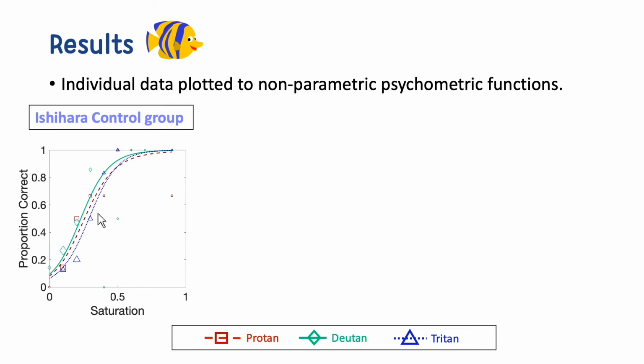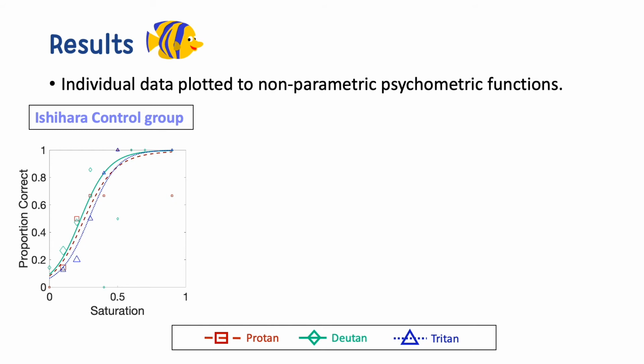So each coloured curve is representative of each protan, deutan and tritan performance. On the x-axis of this graph is the saturation level of these targets, and the y-axis is the proportion of targets they got correct. The size of the targets is also proportionate to the number of trials, so the larger the size, the more trials occurred at that data point.